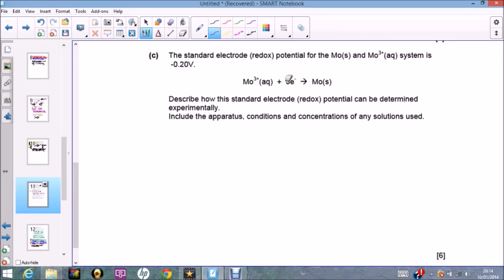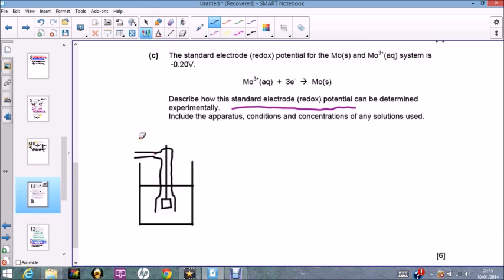Moving on to part C. So it says the redox potential for the molybdenum and molybdenum 3+ aqueous system is minus 0.2 volts. Describe how this standard electrode potential can be determined. Now that gives it away and says that we are using the hydrogen half cell. So I'm going to draw that here. You can see I've drawn a hydrogen half cell. I haven't labelled it yet.